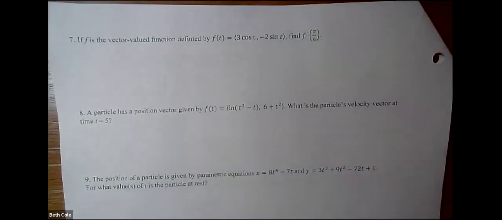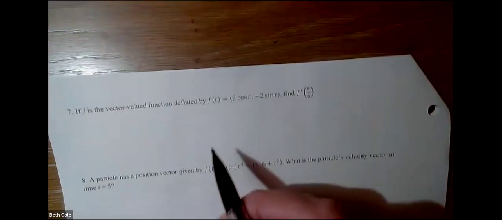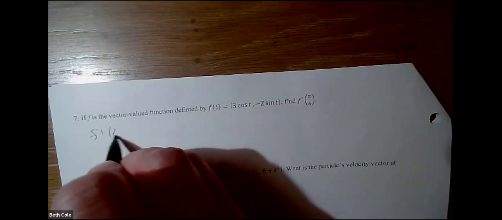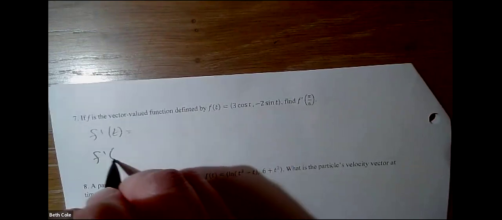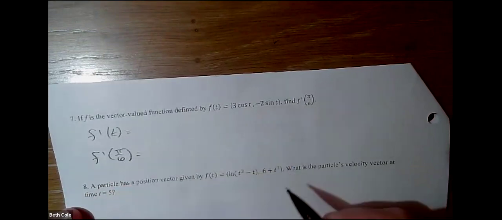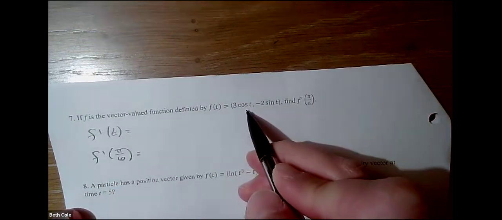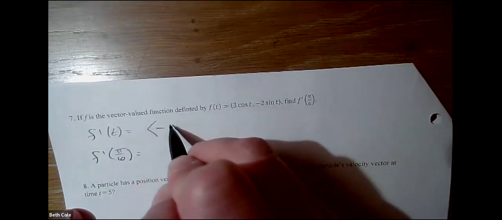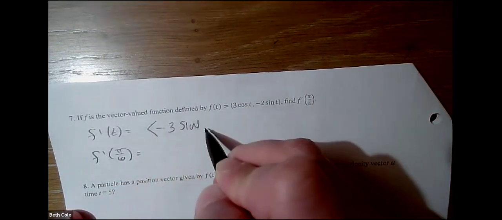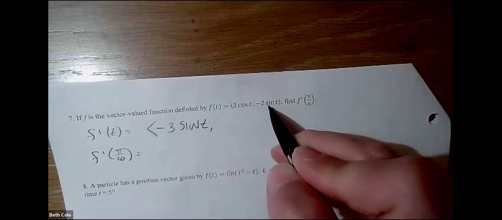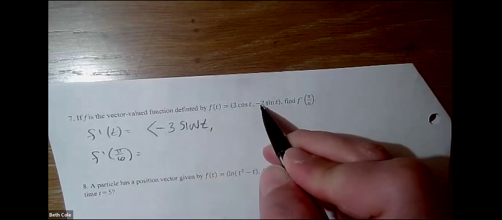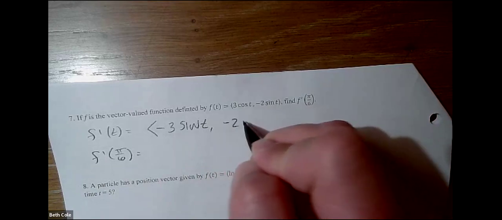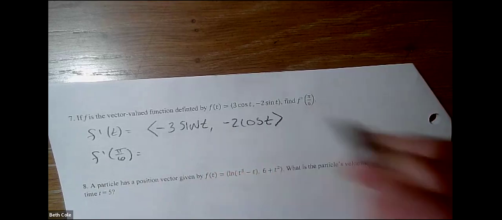All right, we've got a vector valued function defined by that. We want the derivative at pi over 6. This is going to involve some unit circle. We're going to find our derivative, and then we're going to plug in pi over 6. So derivative of cosine is negative sine, so it'll be negative 3 sine t. Derivative of sine is cosine, so this is going to just stay negative 2, so negative 2 cosine t.